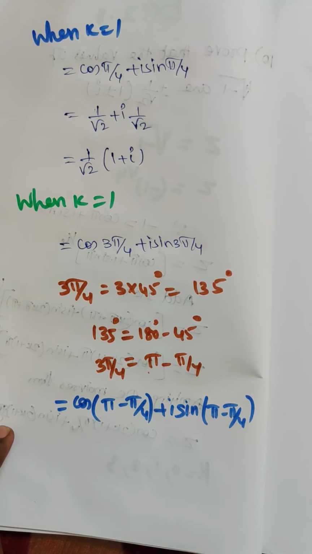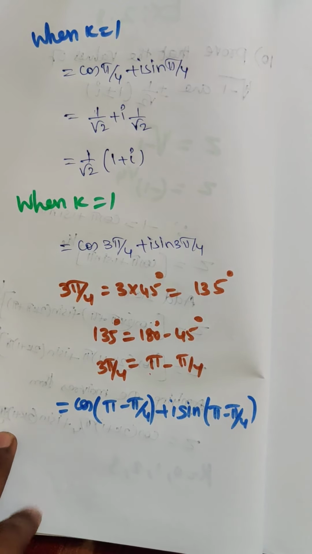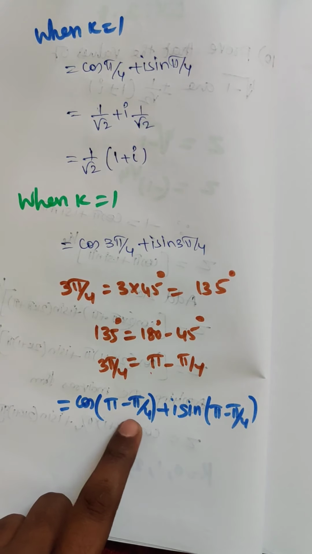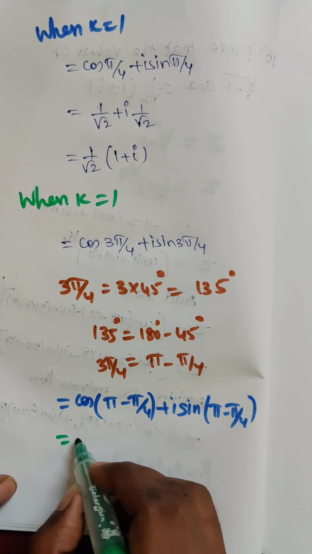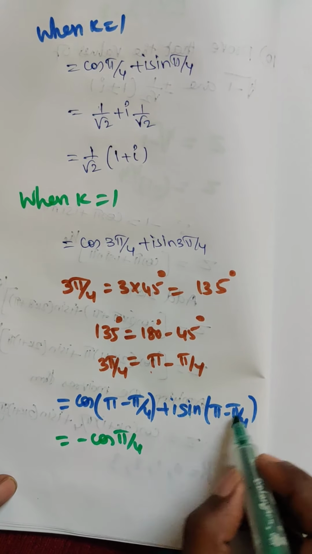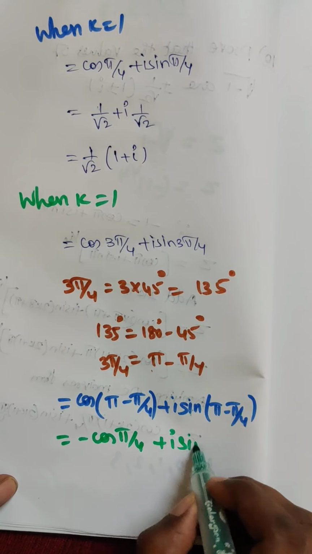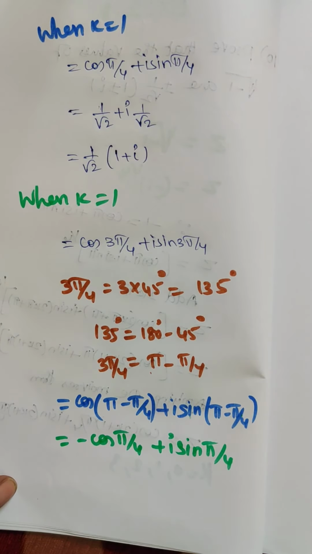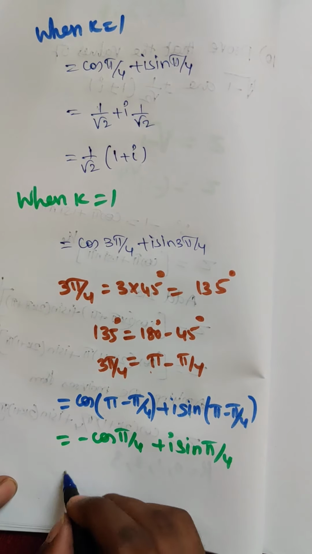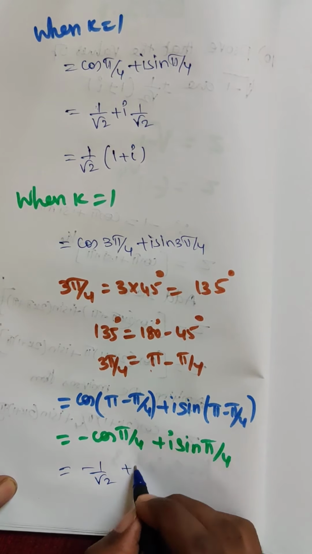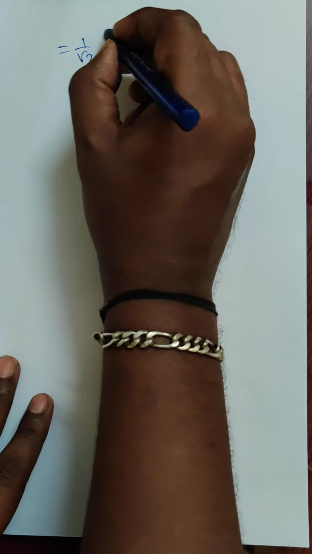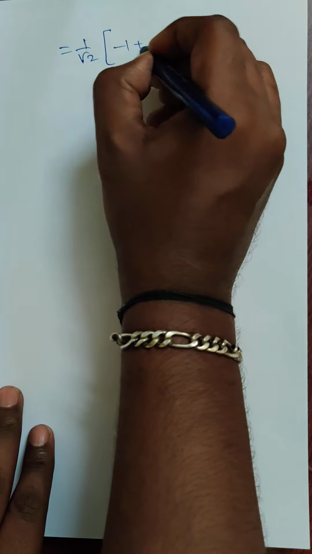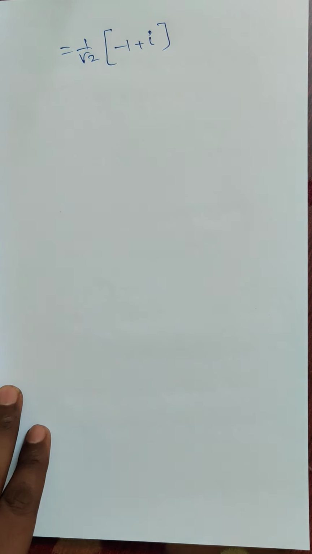Already we know that 180 minus theta lies in which quadrant? Second quadrant. In the second quadrant, only sin is positive, cos is negative. So cos of pi minus theta is minus cos pi by 4, and sin of pi minus theta is sin theta, so i sin pi by 4. Now cos 45 degree is 1 by root 2. So minus 1 by root 2 plus i 1 by root 2. Taking 1 by root 2 outside, that is equal to 1 by root 2 into minus 1 plus i. So this is the second root.